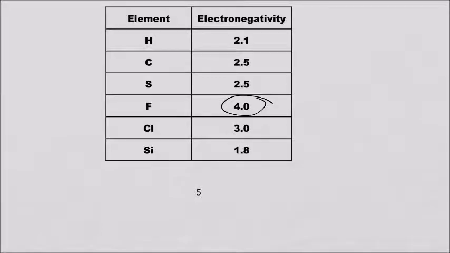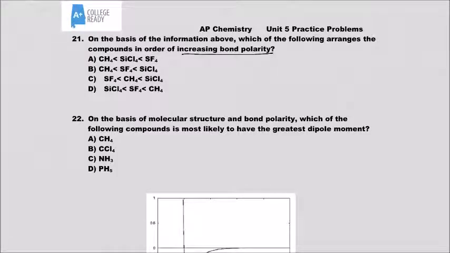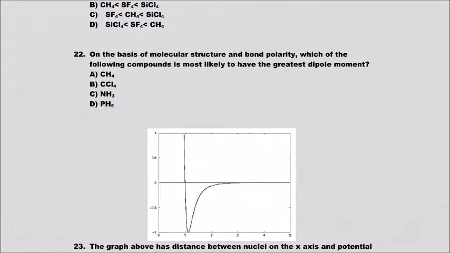So let's look at the question again. If you go ahead and really look at these carefully, we need to subtract electronegativity. So if we look at A, carbon, hydrogen, the difference would be very small, 0.4. The difference between silicon and chlorine would be 1.2, and the difference between silicon and fluorine would be the highest of 1.5. So A is actually going to be our answer here. All right, looking at 22, which of the following compounds is most likely to have the greatest dipole moment? Again, that's the most polar.